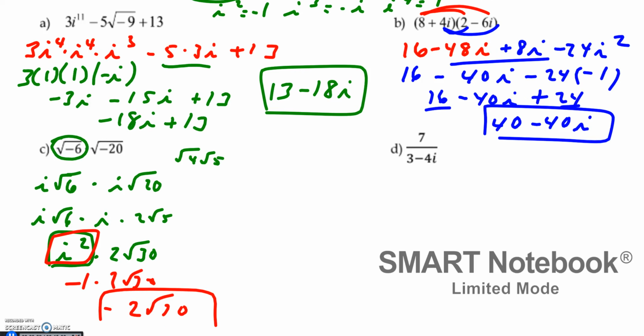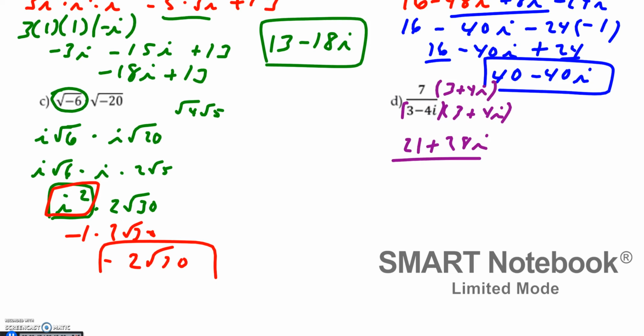Part D. This is a situation where we're going to need the conjugate, because we cannot have imaginary numbers in the denominator, much like we can't have radicals in the denominator. So we'd multiply top and bottom by 3 plus 4i. And if we do so, we would distribute the 7 on the top and get 21 plus 28i. In the denominator, if I'm multiplying conjugates, the middle terms always cross out. I'll show the work, but some of you may not need it.